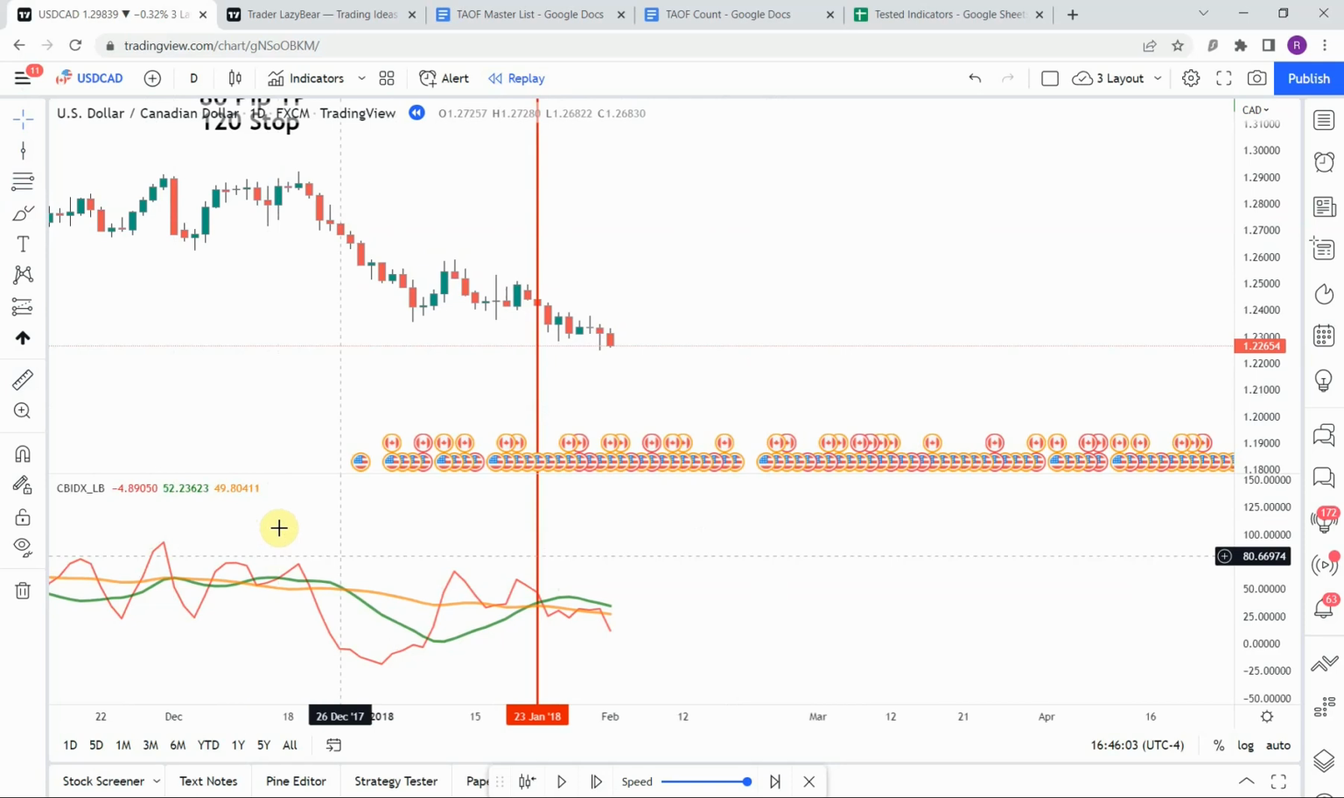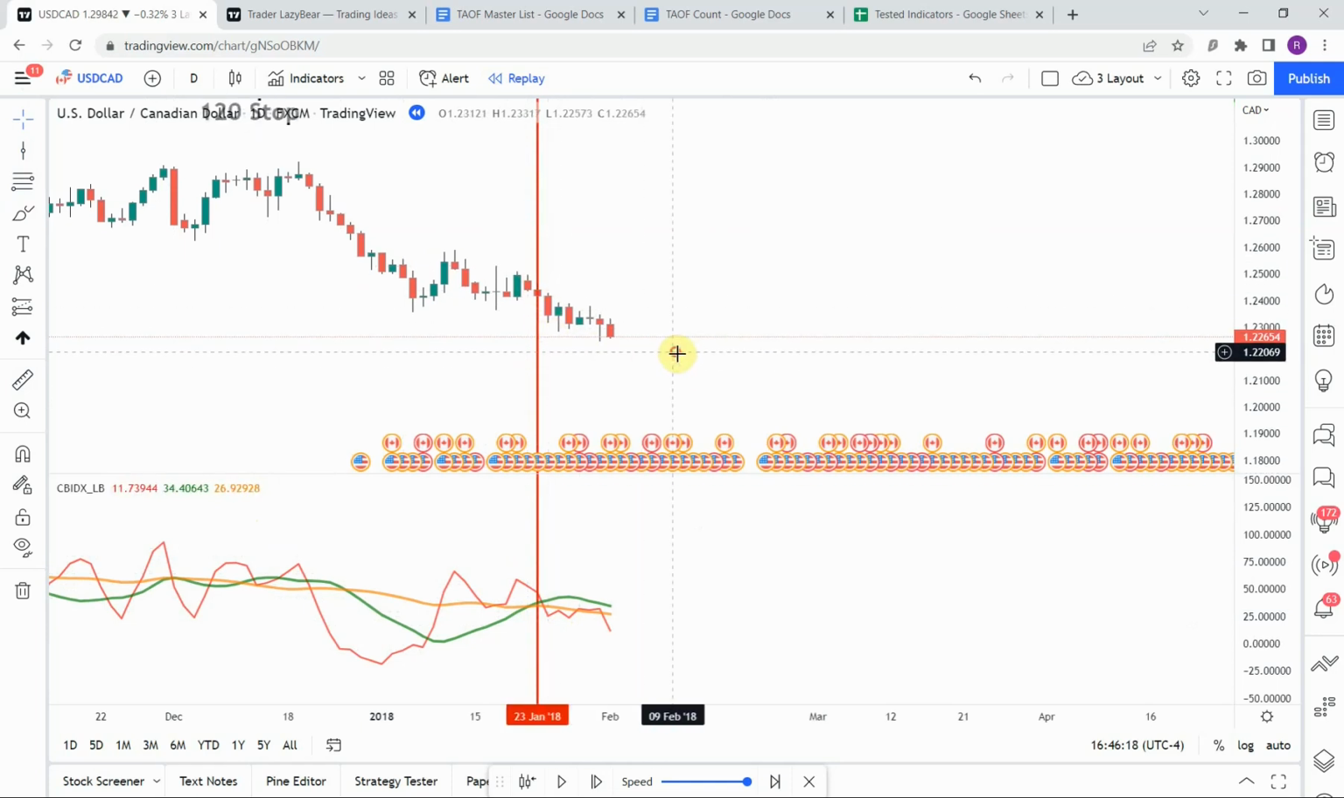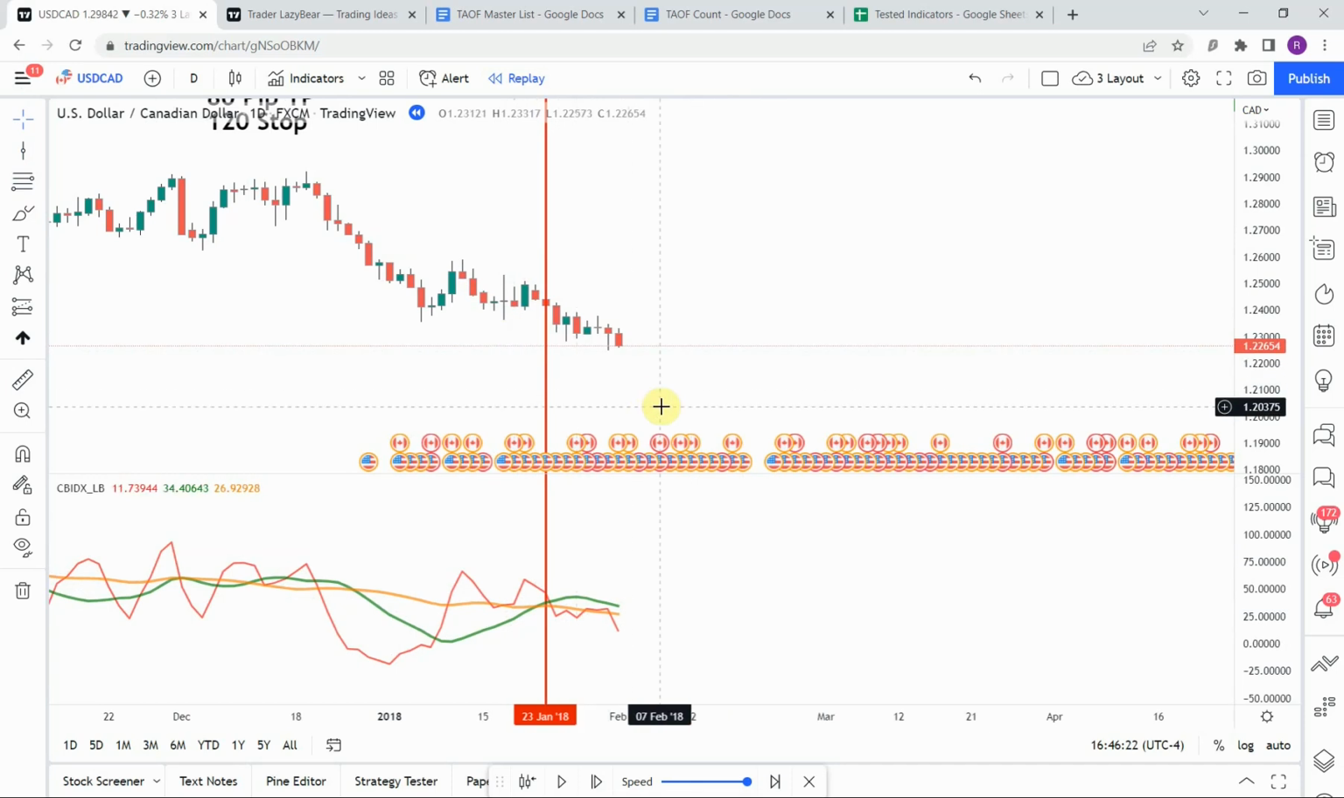All right, so the first signal that we pick up is a long signal. We get that red oscillating line above both the lines here, and then we get that cross where the green crosses up over the orange right here on this one. Unfortunately, it continues to push down. Price action continues to push down pretty heavily there, and it does come down and stop us out. Let's go ahead and continue on.